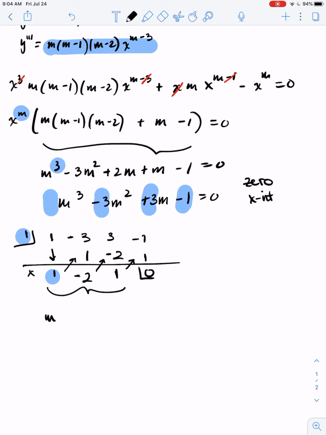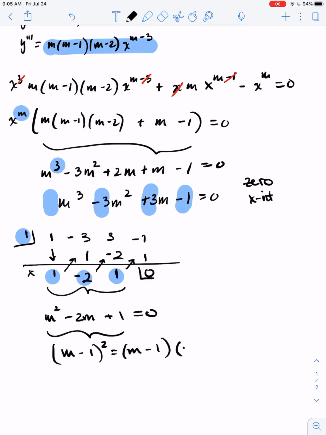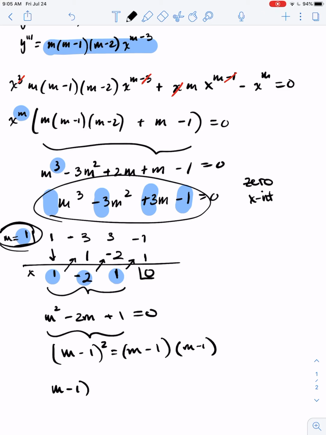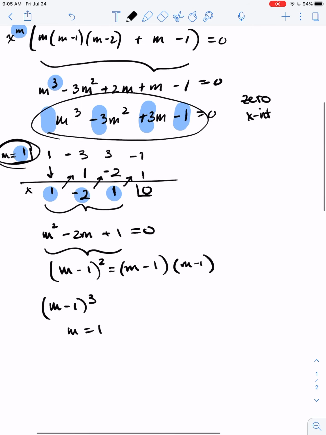Once you get to this step, then because we use division, you decrease the degree by 1, and now your new coefficients are 1, negative 2, 1, so it's going to look like m squared minus 2m plus 1 equals 0, and now we solve this, which is m minus 1 squared, or m minus 1 and m minus 1. So you can see that the number we first picked, m equals 1, really now with this whole thing factored, you actually have m minus 1 cubed, and then you could see that m equals 1 repeats.